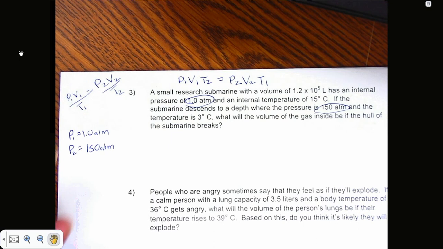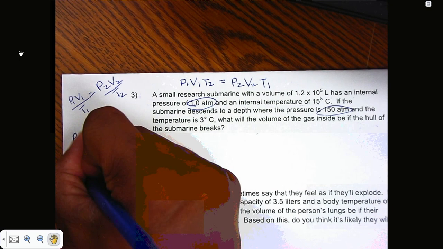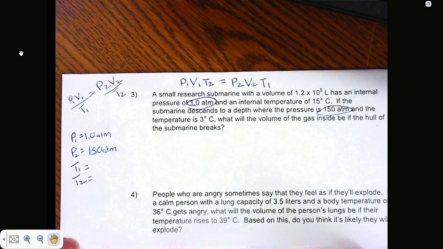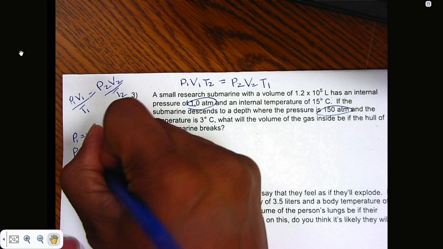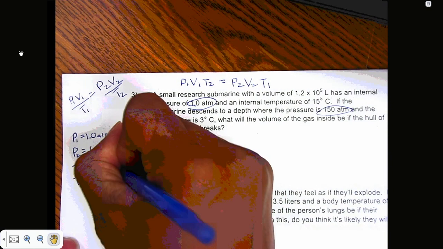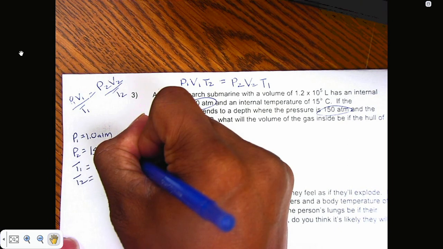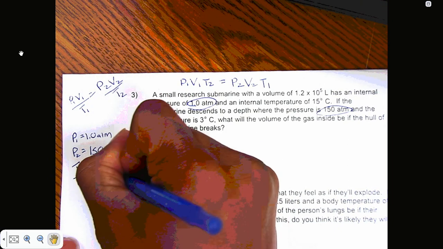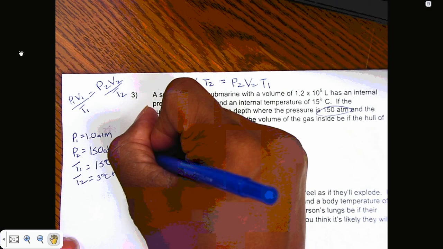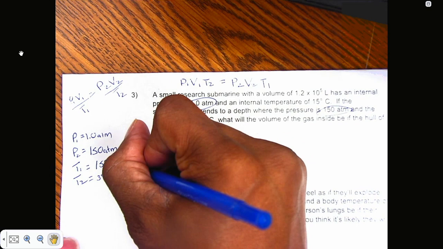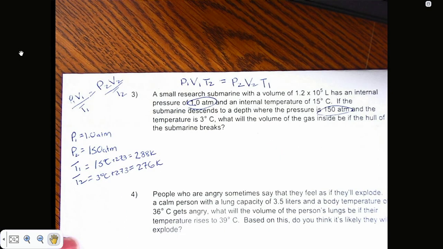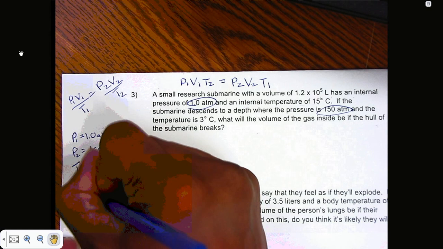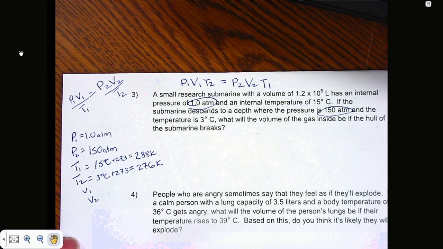Next, I'm going to look at my T1 and T2. My T1 and T2 are equal to 15 degrees and 3 degrees Celsius respectively, which I'll go ahead and convert to Kelvin by adding 273 to each of them, which roughly ends up yielding 288 K, which is Kelvin, and 276 K, which is Kelvin.